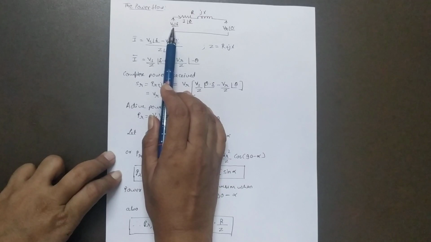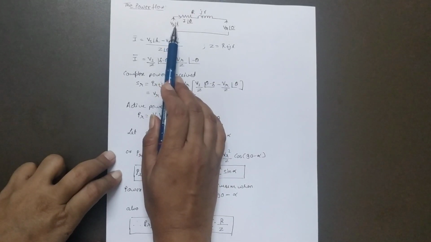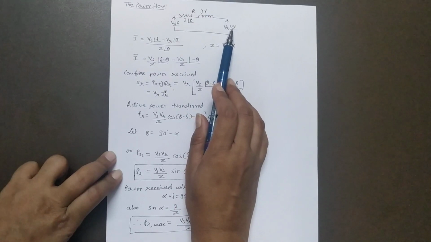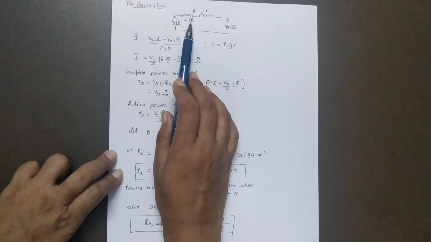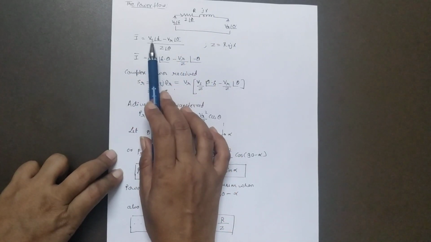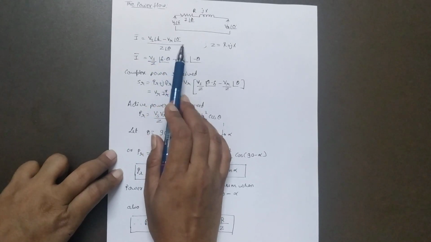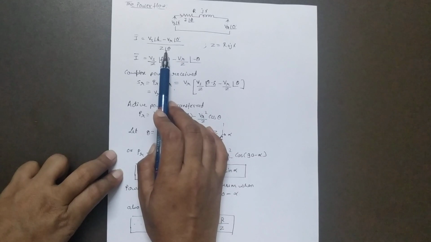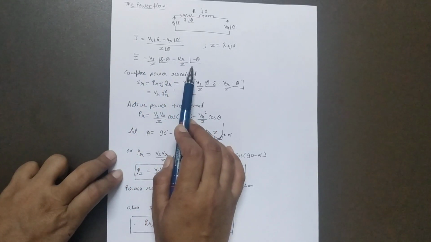Now the sending end voltage is considered as Vs at an angle delta, and the receiving end voltage is Vr at an angle 0. So the current that is flowing between these two ends, that is I at an angle phi, is expressed here as Vs at an angle delta minus Vr at an angle 0 upon Z at an angle theta, or we can write this current equation in this form.